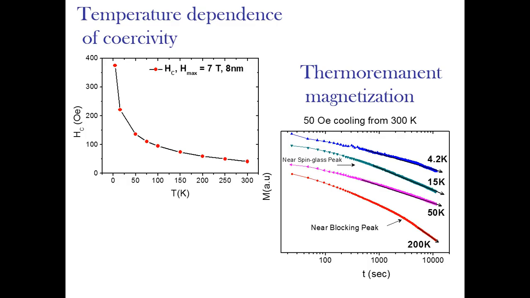and this thermoremanent magnetization is similar to the relaxation. The only difference here is we have plotted the time on the x-axis as a log of the values. Otherwise it's similar to the zero field cooled relaxation.